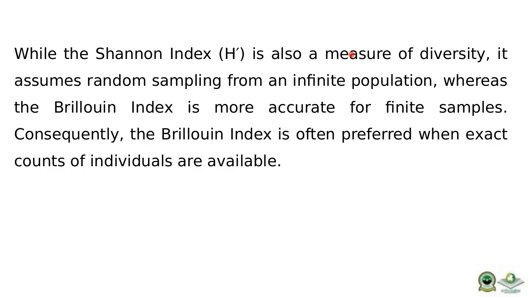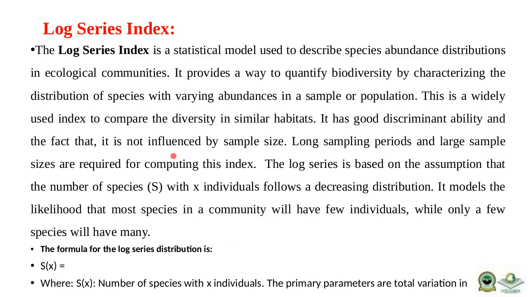The Shannon index is also a measure of diversity. It assumes random sampling from an infinite population. So the Shannon index deals with random samples, whereas the Brillouin index deals with non-random samples from finite samples. Consequently, the Brillouin index is often preferred when exact counts of individuals are available. So you can use that.